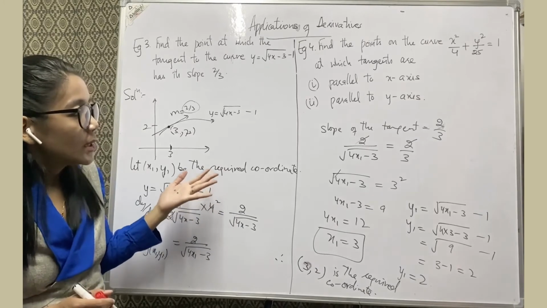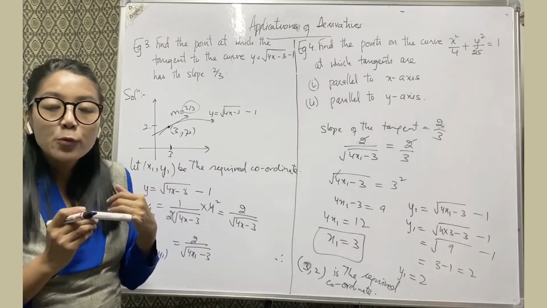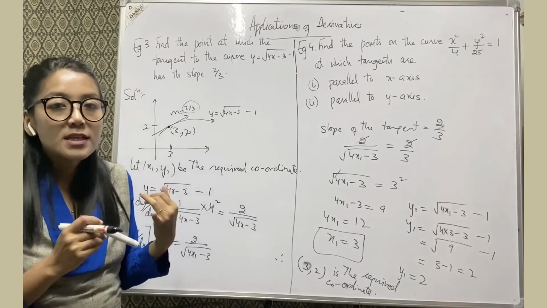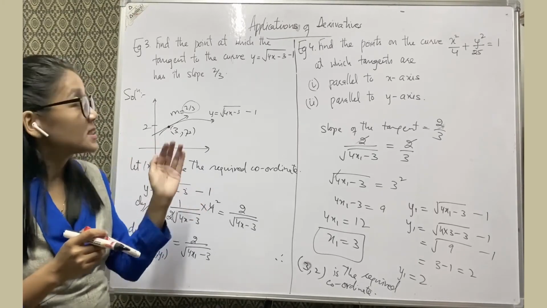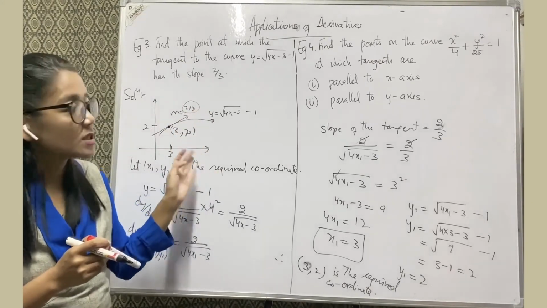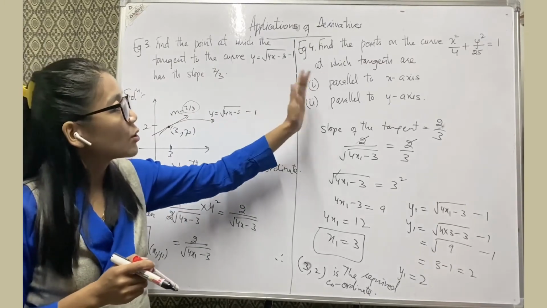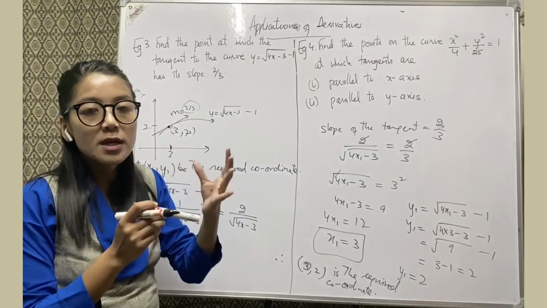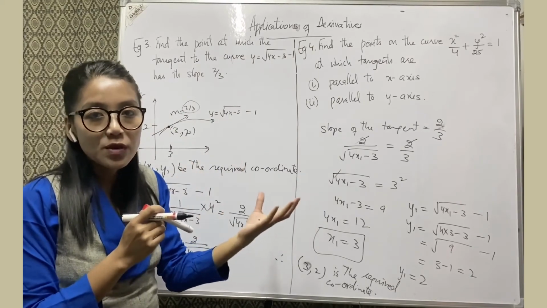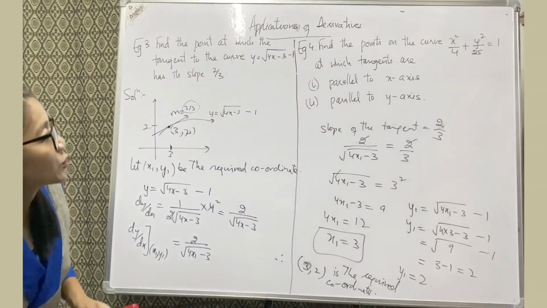Now we have seen two types of examples. One is finding the equation of tangent and normal, and one is finding the point on the curve which satisfies a certain condition. Examples 3 and 4 are of the same type, finding the coordinates of the point, but the given conditions are different. Therefore I'm going to take example 4 also. So we are going to see that.